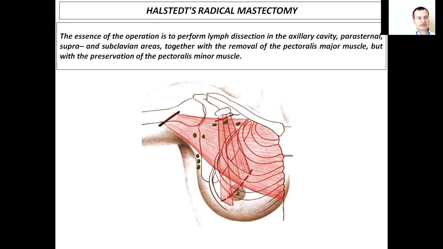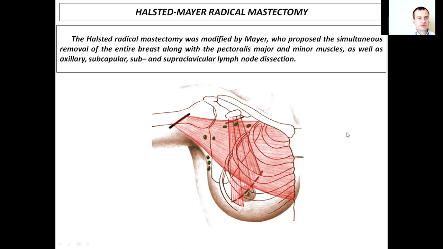Halstead radical mastectomy. The essence of the operation is to perform lymph dissection in the axillary cavity, parasternal, supra- and subclavicular areas, together with the removal of the breast. The Halstead radical mastectomy was modified by Meyer, who proposed the simultaneous removal of the entire breast along with the pectoralis major and minor muscles, as well as axillary, subscapular, sub- and supraclavicular lymph nodes dissection.